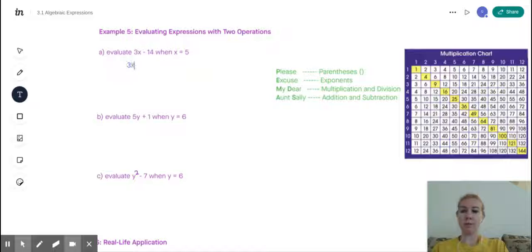So let me just retype everything. So we have 3x minus 14. That's our algebraic expression. And I'm going to substitute 5 for x. So it's going to be 3. And then remember, if we have a number next to a variable, that's actually being multiplied. So now when I substitute my 5 for x, I'm going to put 5 in parentheses because that tells me we're going to be multiplying 3 times 5. Okay, and then minus 14. All right, so what I did there is I substituted 5 for x.